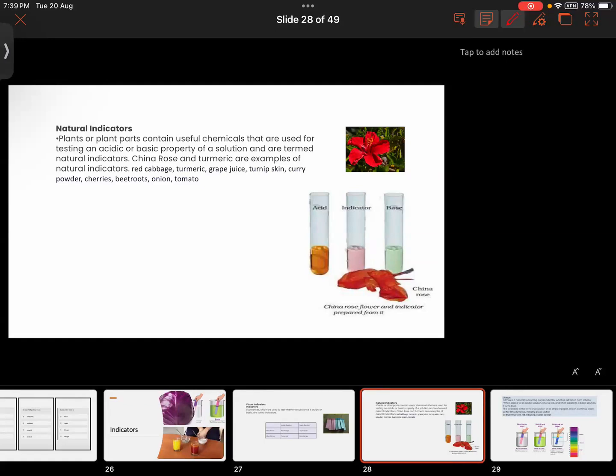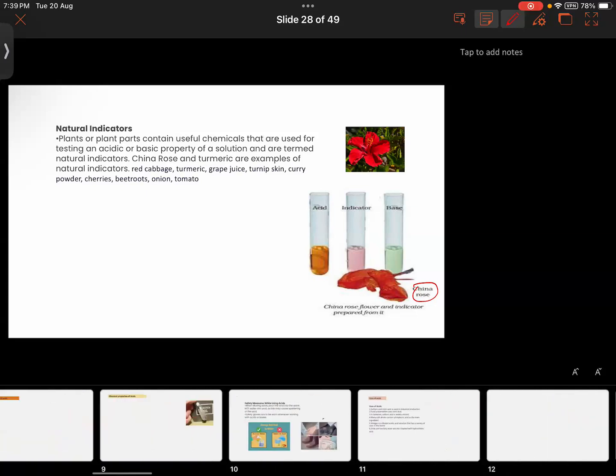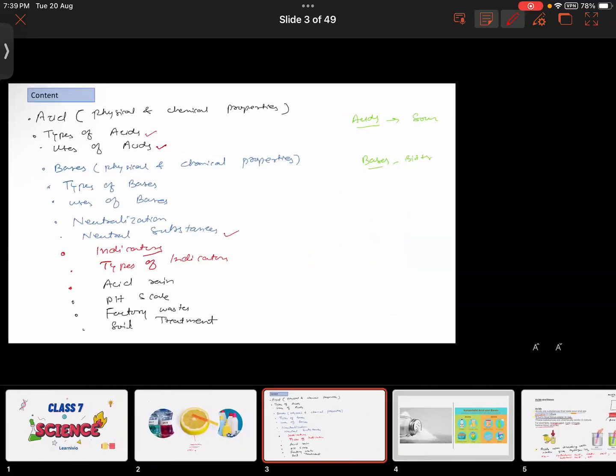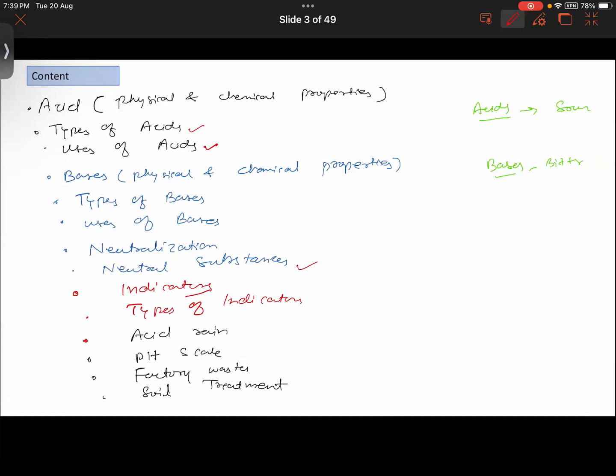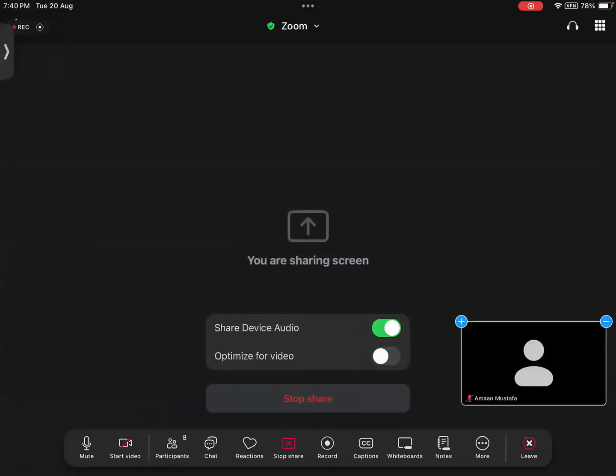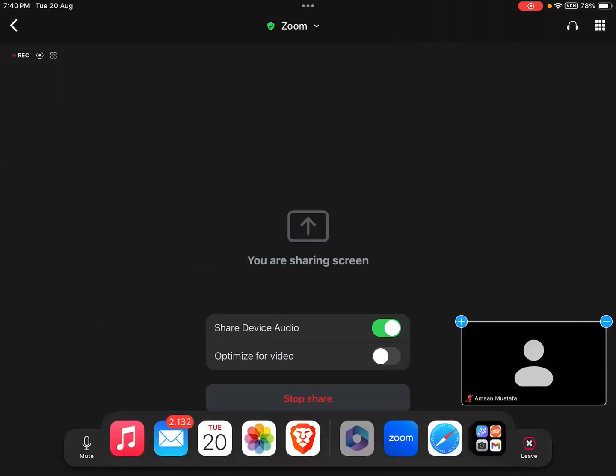Then we'd have several examples, like China rose petals, which would be used in order to determine whether a given substance is acidic or basic in nature. That is something we will learn in the chapter. Getting it, everyone? Later on, you'd be learning about different types of indicators. There are some natural indicators and some synthetic indicators that are prepared in the laboratory. So there will be two types of indicators, which we will learn in detail.